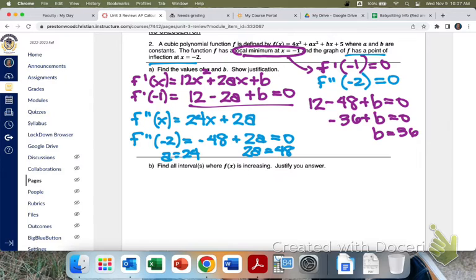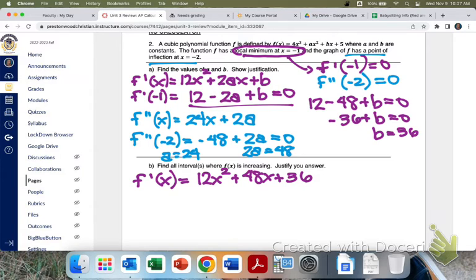Now, my first derivative is no longer stuff with a's and b's in it. Why? I already solved for a and b. The whole point is so that now you have a first derivative that is nice. It is 12x squared plus 2 times a, which is 48x, plus b, which is 36.